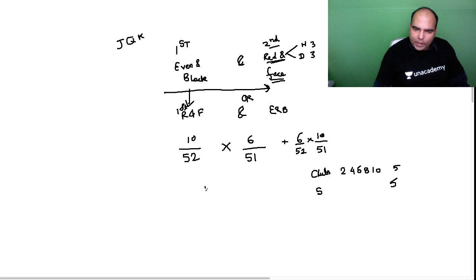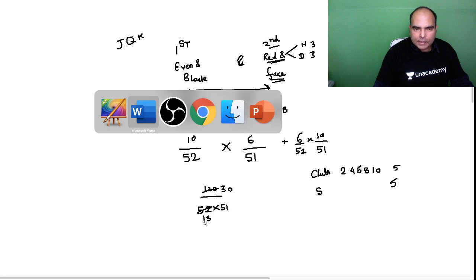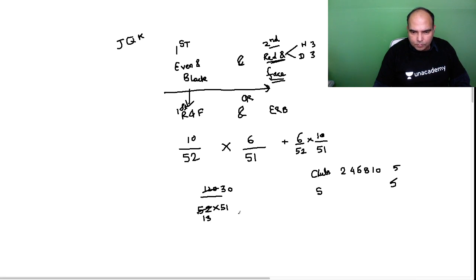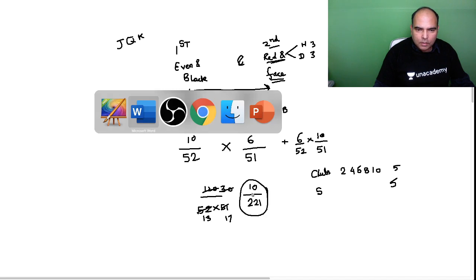So 120 divided by 52 into 51 would be the correct answer for this. That comes out as 30 divided by 13 into 51. So 30 divided by 663 will become the answer here. And of course there will be a further cancellation here. So 30 will become 10 upon 221. Because ये 51 cancel होके 17 बन जाएगा. तो correct answer 10 upon 221 आएगा, and that's the correct answer to this question.